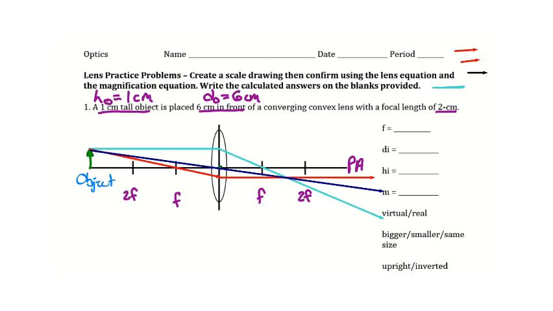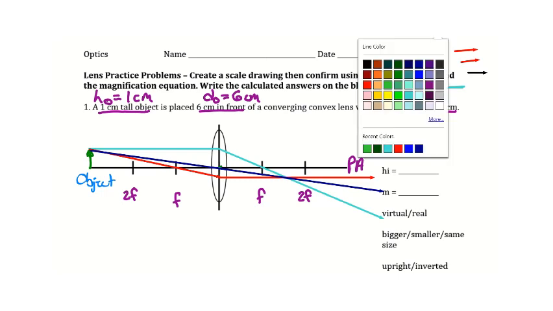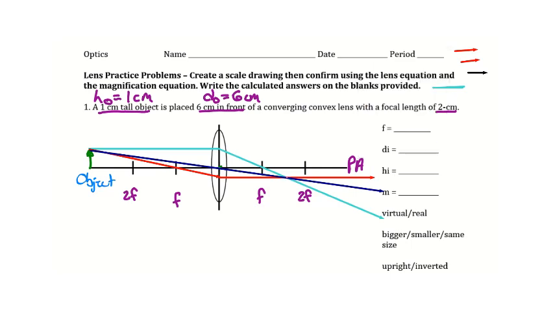So we now have to connect that point with the principal axis. And the way we're going to do that is we will make the image orange. We're going to connect that point to the principal axis, and that is our image. So our object is the green one on the left. The image is the orange one on the right.